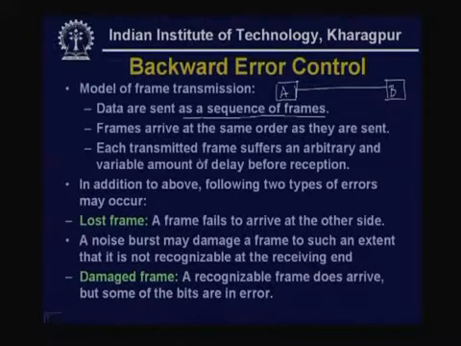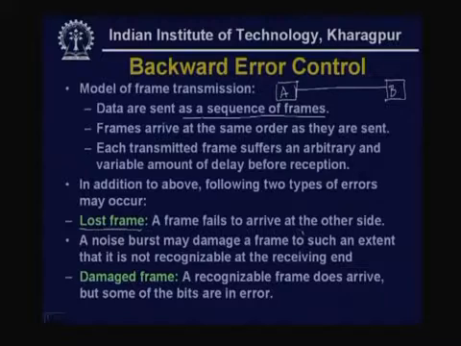However, each transmission frame suffers an arbitrary and variable amount of delay before reception. There can be some delay on the path because of some reason. In addition to the above, the following two types of errors may occur. So far we have assumed that when a frame is sent, it reaches the destination without any error or without any loss. However, it can happen. First of all, let us consider the case of lost frame.